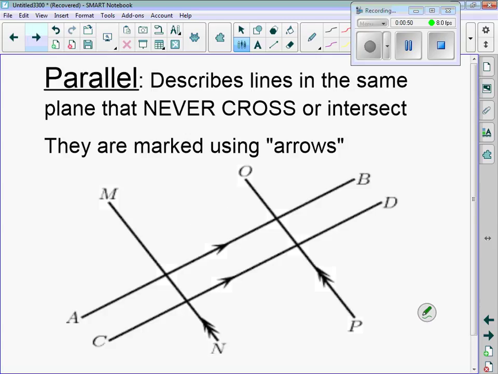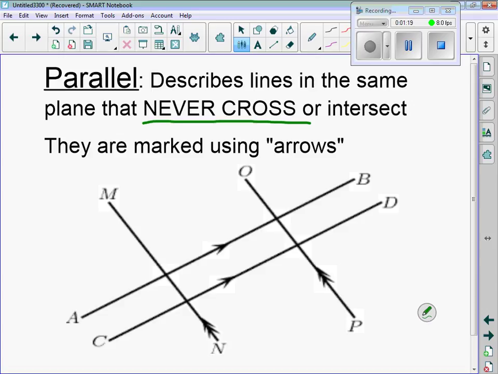So parallel lines, as defined in your textbook, describes lines in the same plane that never cross, or intersect, which means that they are running in the exact same direction. Even if they're going to go on forever, they would never cross, because since they're going in the same direction, they can't meet. They're always going to be the same distance apart at every point, and they're straight lines, so they don't curve. And they are marked using arrows.